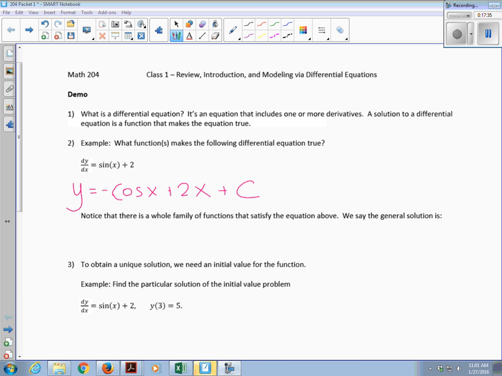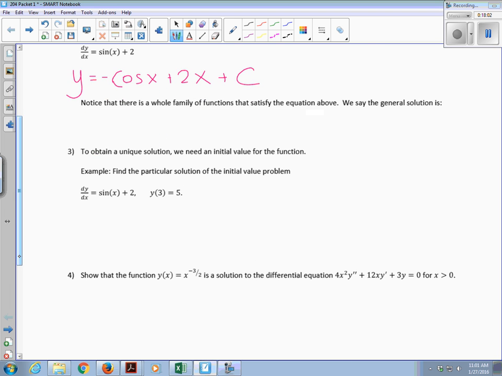So this is a whole family of functions that makes that differential equation true. To obtain a unique solution, right? Because there are infinitely many solutions that make that true. To obtain a unique one, you need another piece of information. You need an initial value. We call this an initial value problem when I give you a differential equation plus an initial value, right? So plus, I know that y of 3 is 5.